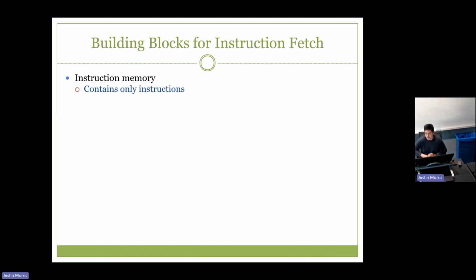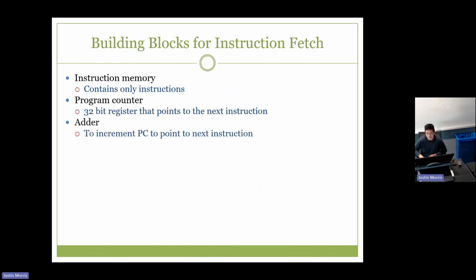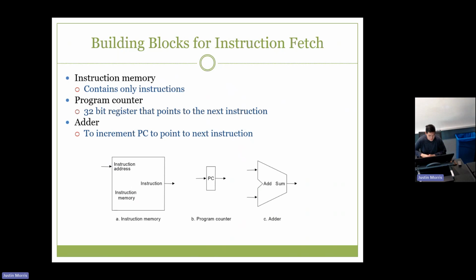There's one more component that we'll need. We need to increment the program counter. So we have the program counter, and then we have this adder to increment it. Because if we didn't, then we wouldn't be able to go to the next instruction. So here are our three components. We have instruction memory, program counter, and the adder.